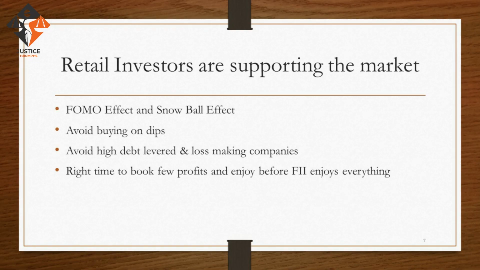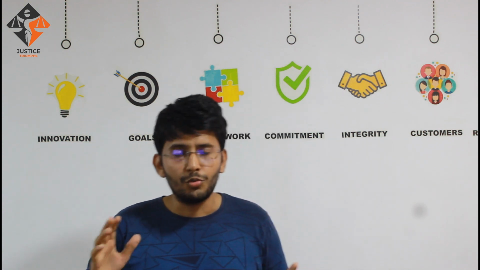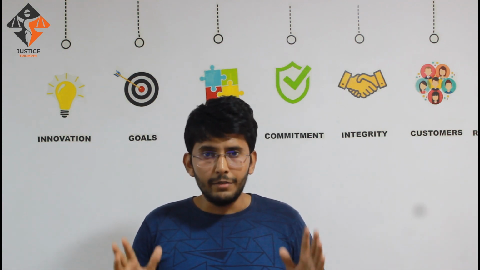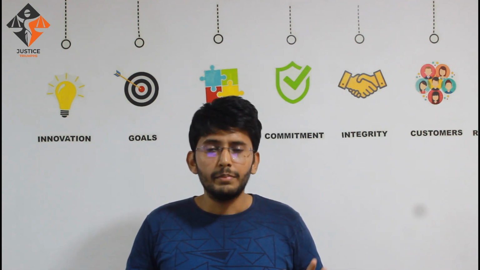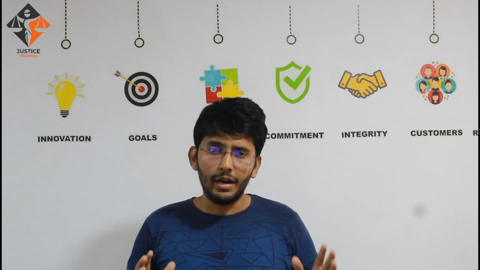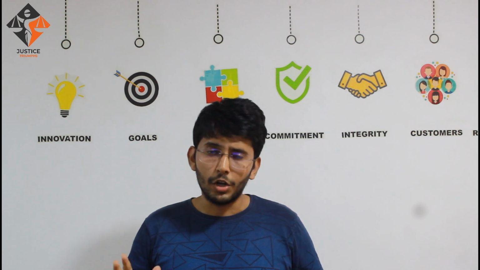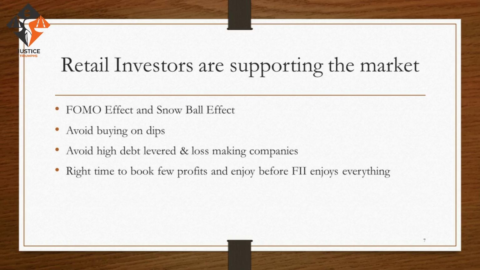In this case, just a 5-10% crash is enough. Those who are sitting on huge profits would be afraid that the market would come down even further, and they would start booking profits, and everyone would start selling. So both this FOMO effect and the snowball effect have an effect on the market in the near term, but in the long term, the market will always reflect the economic condition.